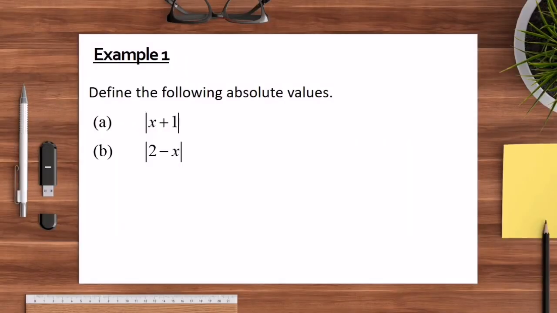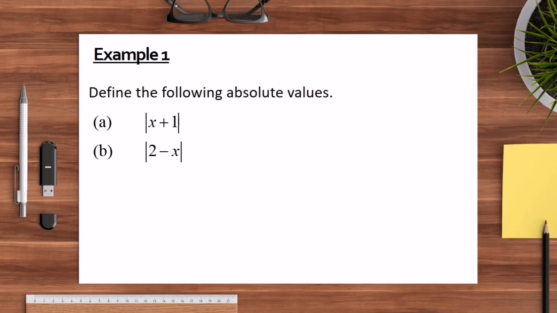Let's look at example 1. Define the following absolute values. For question A, absolute value of x plus 1. For question B, absolute value of 2 minus x. In order to define the absolute value, we use the definition. Absolute value of A is equal to A if A is more than or equal to 0, negative A if A is less than 0.